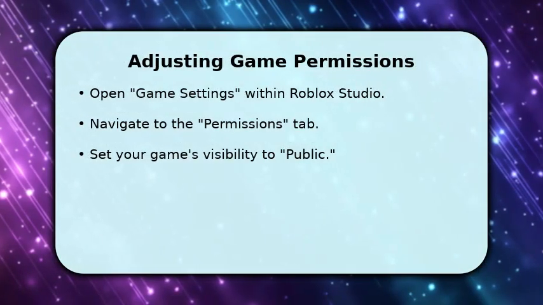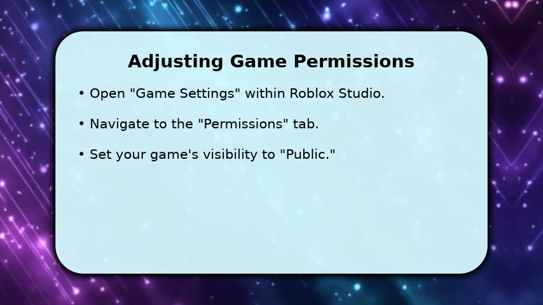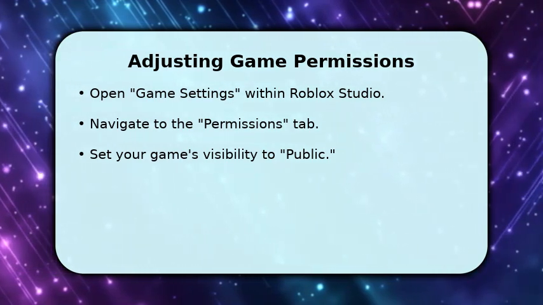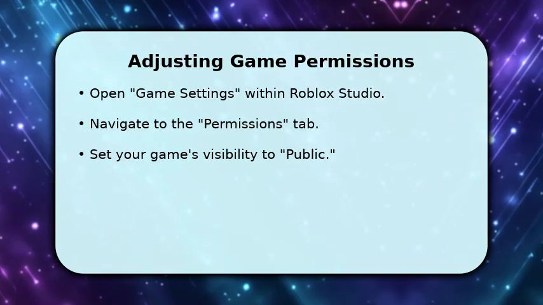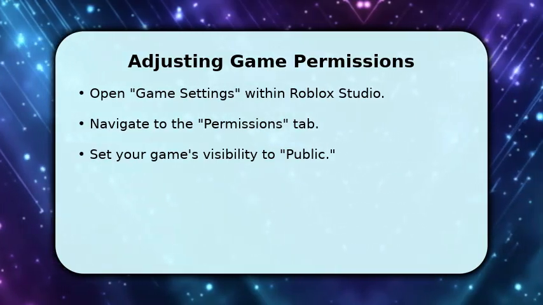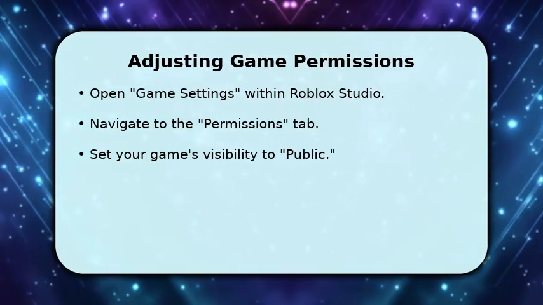Once your game is ready, open Roblox Studio and go to Game Settings. You'll find this option in the Home tab. From there, navigate to the Permissions tab. This is where you control who can access your game. Simply select the public option to make your game visible and playable by everyone on Roblox.